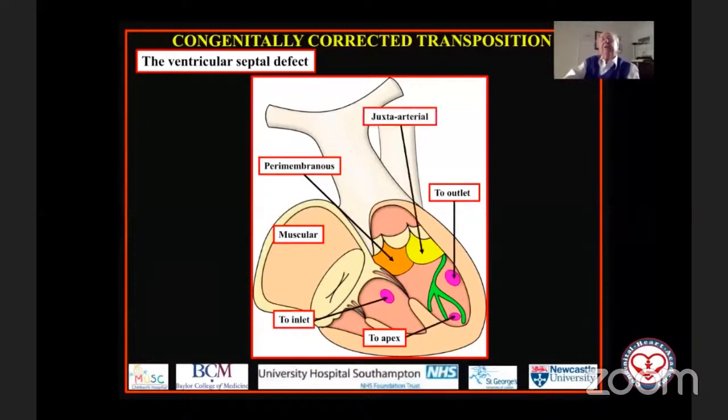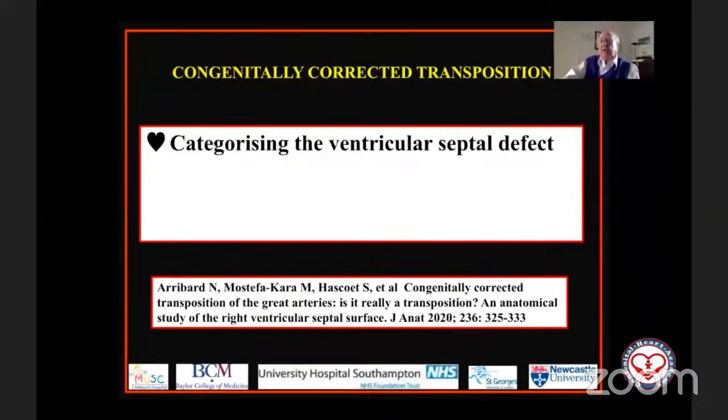And on rare occasions, the ventricular septal defect can be juxta-arterial. Now, when we categorize the ventricular septal defect, we should take note of this manuscript that was published relatively recently, as you see, 2020. And this comes from Lucille Hoyel, the outstanding cardiac morphologist, pediatric cardiologist, who is now working at the Necker Hospital in Paris. Previously, she was at Marie-Lannelongue Hospital in Paris, and she has an outstanding archive of congenitally malformed hearts.